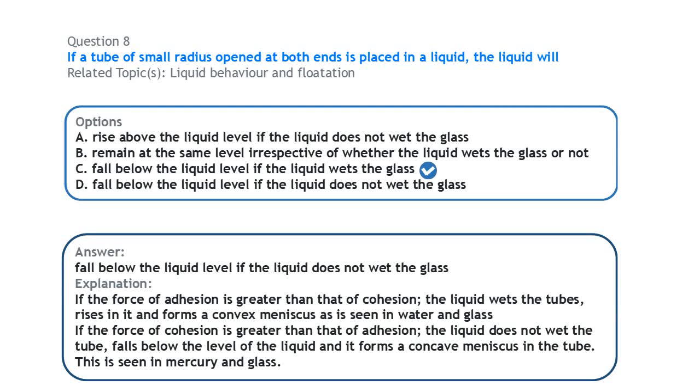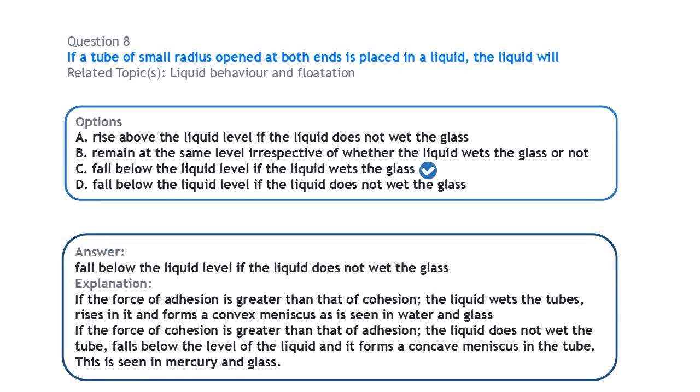But in the case of the mercury, it is the opposite. The force of attraction between molecules of the mercury, inside the mercury, is greater than the force of attraction between the mercury and that tube. What that means is that the mercury will pull itself away from the tube. So that's why, in the test tube or in any capillary tube, it will form a convex meniscus.